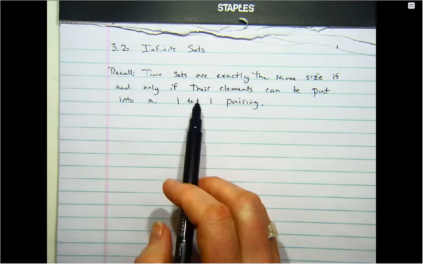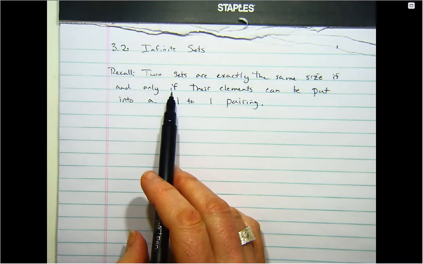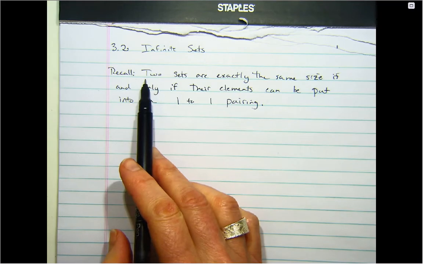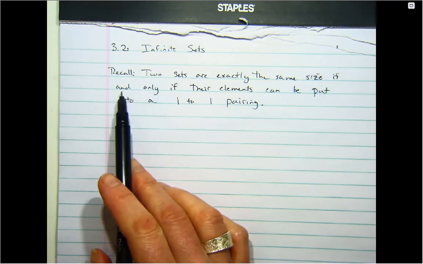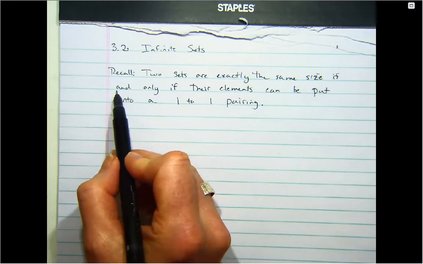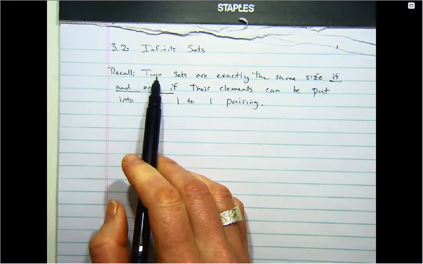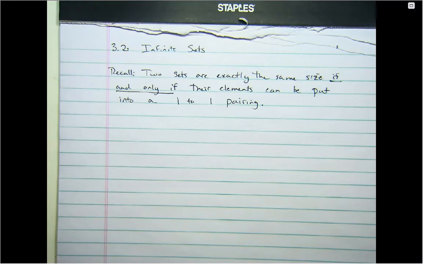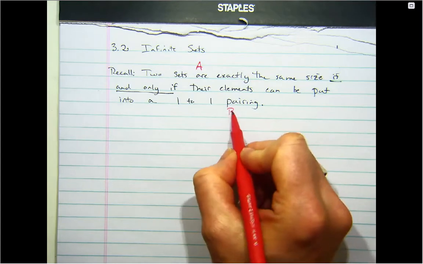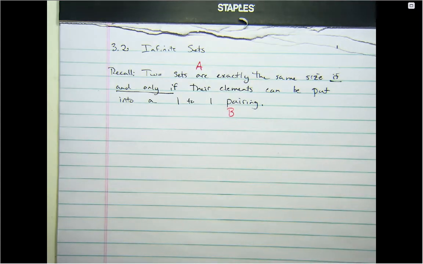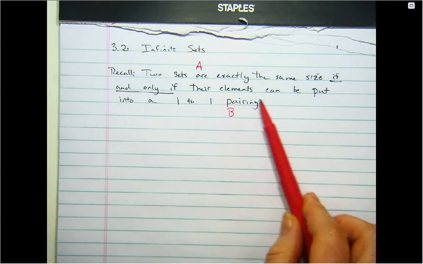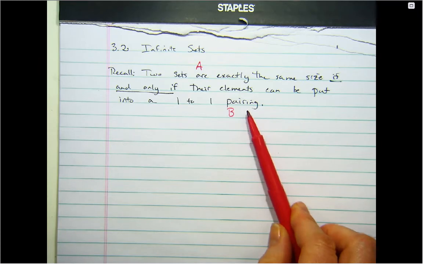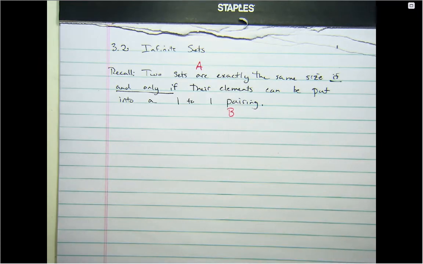This phrase, if and only if, is used in math in particular to mean that if the phrase that comes before it, on the left side of the if and only if, is true, so if this phrase, we'll call it A, is true, then the phrase after the if and only if, B, is true. And the if and only if goes the other way as well. So if the phrase B is true, if their elements can be put into a one-to-one pairing, then the two sets are exactly the same size. So that's what the if and only if means when we're talking about logical statements in math.